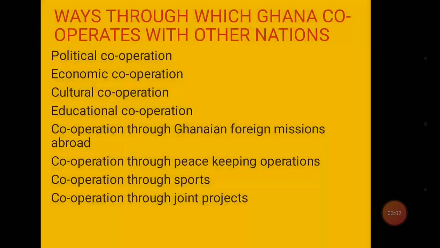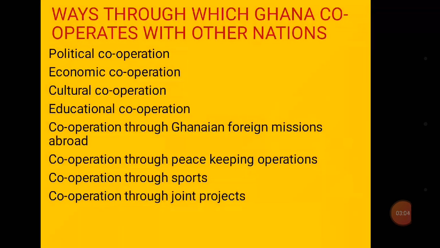One way through which Ghana cooperates with other nations is through political cooperation. Examples of this are the UN and the AU. Political cooperation is cooperation aimed at seeking the collective political good of member states to ensure good governance all over the world.